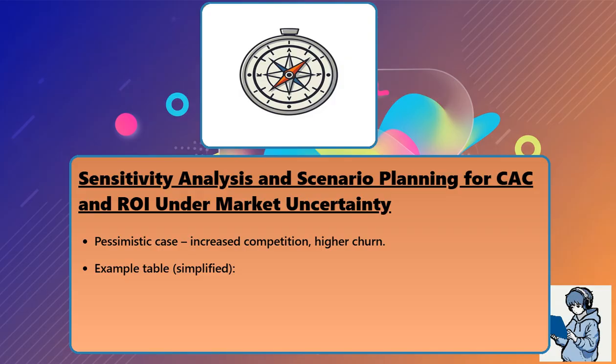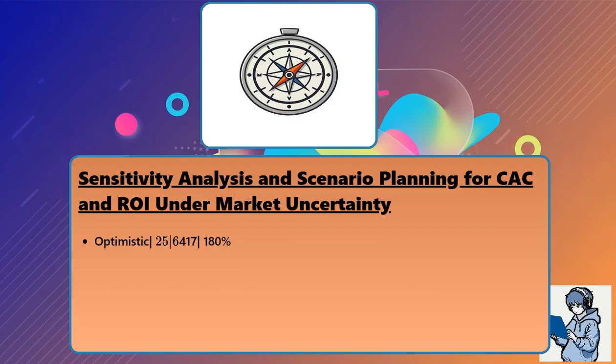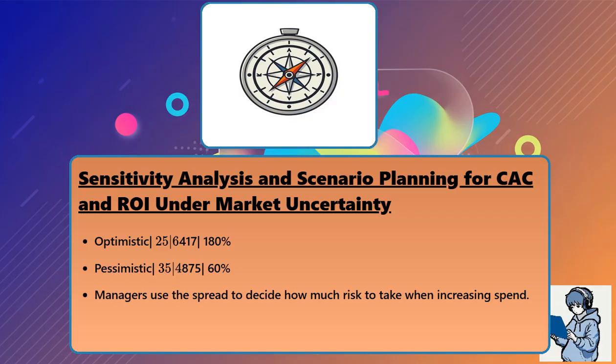Example table, simplified. Scenario: cost per lead, conversion rate, CAC, marketing ROI. Base: $30, 5%, $600, 120%. Optimistic: $25, 6%, $417, 180%. Pessimistic: $35, 4%, $875, 60%. Managers use the spread to decide how much risk to take when increasing spend.